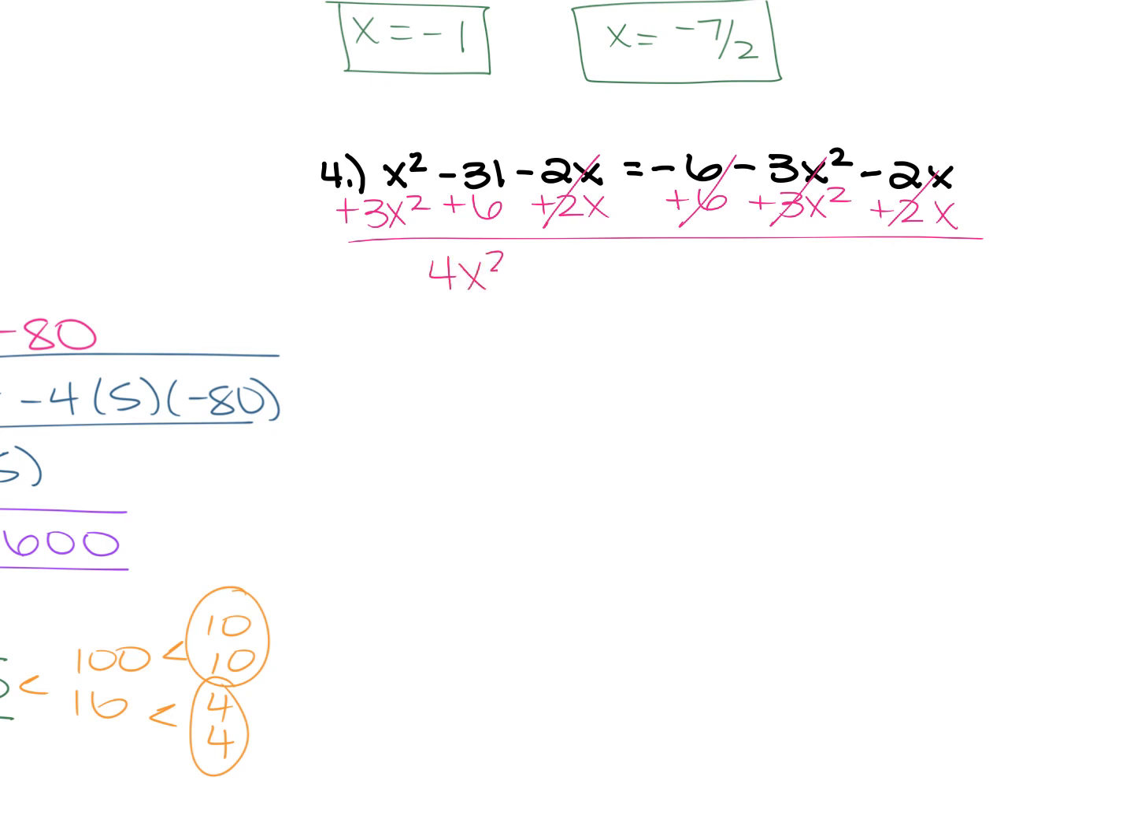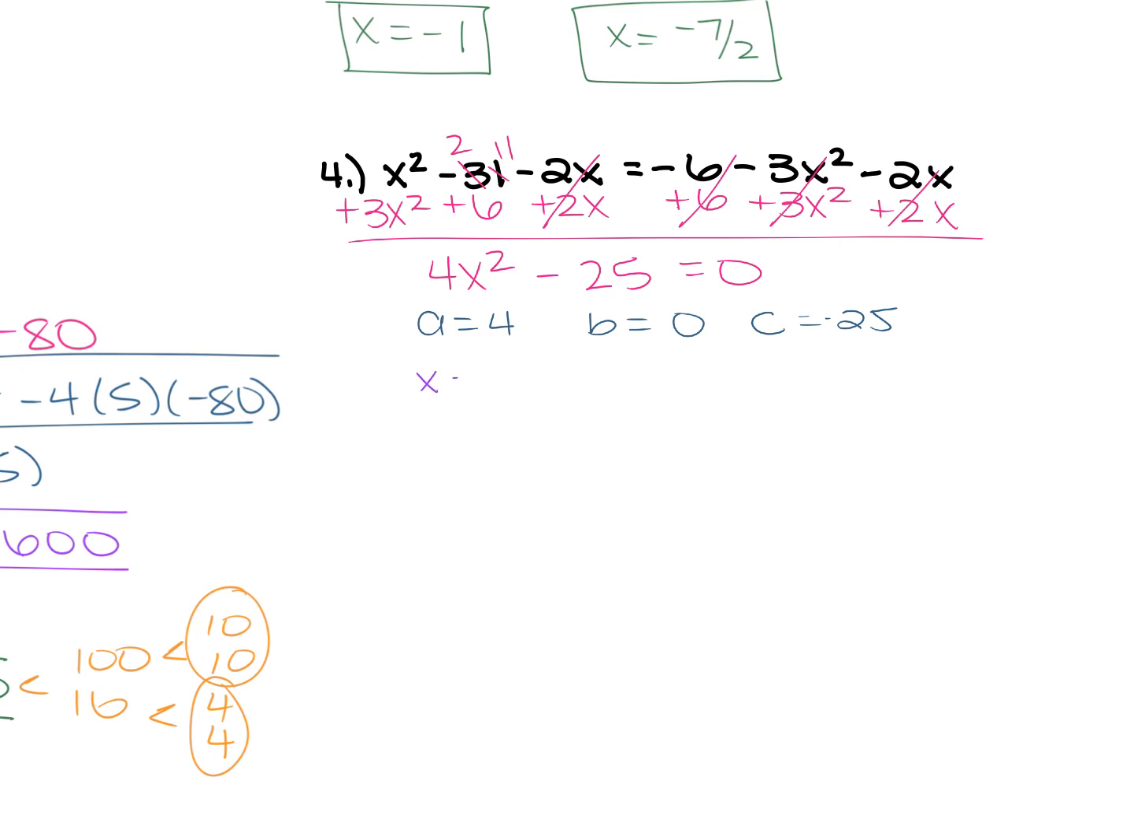So you have 4x squared minus 31 plus 6. That 1 turns into 11, making that 3 a 2, so that's negative 25. And this is all equal to 0 now. So your A is 4. Your B, you don't have one, that's 0. Your C is negative 25.